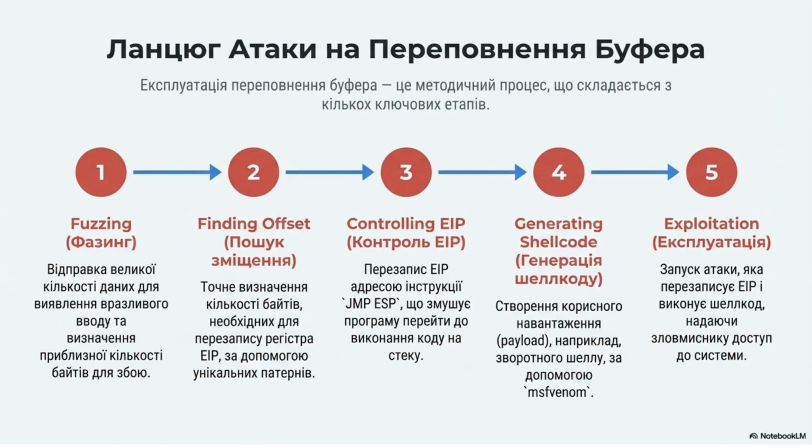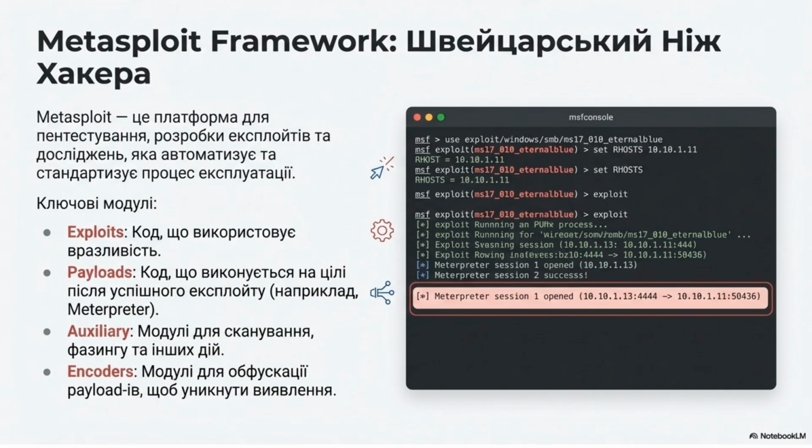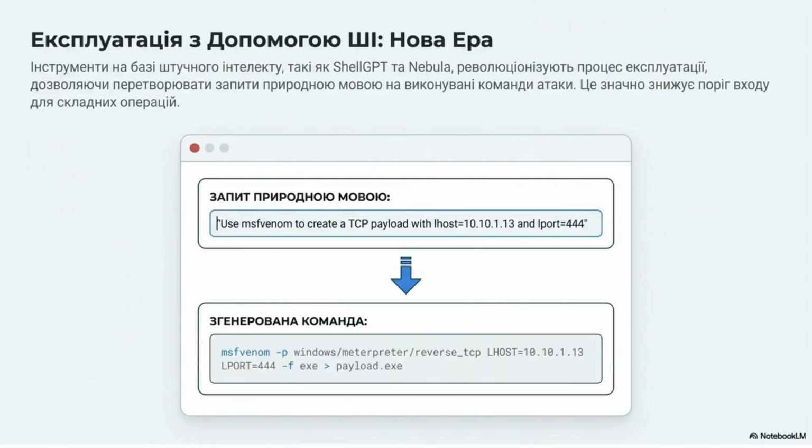and gain unauthorized access. Metasploit is the hacker's Swiss Army knife, a platform for penetration testing and exploit development. It automates and standardizes the exploitation process, utilizing modules like exploits, payloads, and encoders. The new era of exploitation uses AI-powered tools like ShellGPT and Nebula. They revolutionize the process by allowing natural language queries to be transformed into executable attack commands.